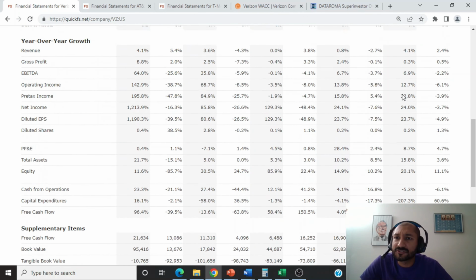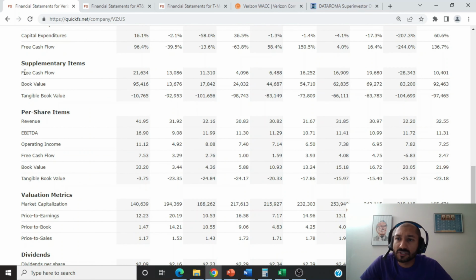Now let's try to find the intrinsic value of Verizon, focusing on the company's free cash flow. The free cash flow is what we get when we subtract the company's capital expenses from the company's operating cash flow. Back in 2013, the company's free cash flow was at $21.6 billion. And for the year 2022, it's at $10.4 billion.